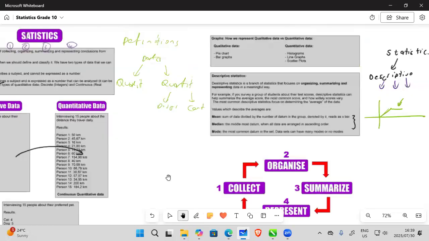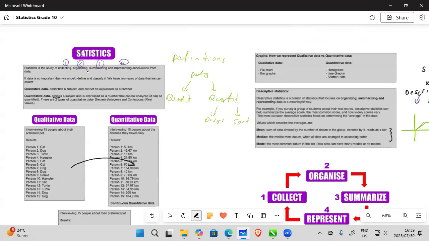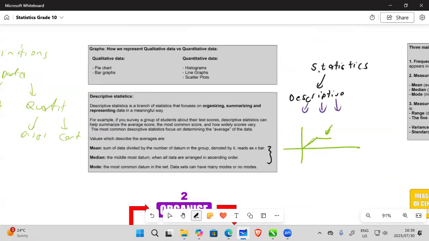Okay. Right, so that is statistics. Again, can you see that I'm taking the definition? There's a nice diagram here to categorize it. We're collecting, organizing, summarizing, and representing data. And we do that repeatedly. So that's what we call statistics: collecting, organizing, summarizing, and representing.